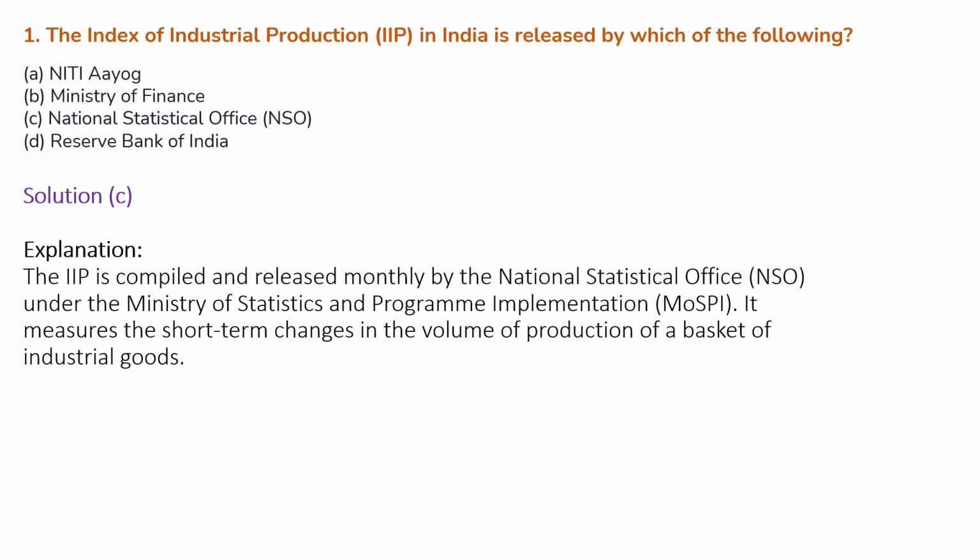So the correct answer for this question is option C, National Statistical Office, that is NSO. NSO comes under the Ministry of Statistics and Programme Implementation, and there are eight core industries for which the IIP release report is made, that is refinery products, electricity, steel, coal, crude oil, natural gas, cement, fertilizers. So these eight core industries are what the IIP release report covers.